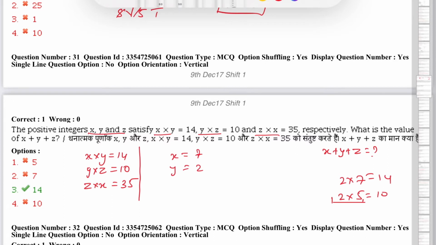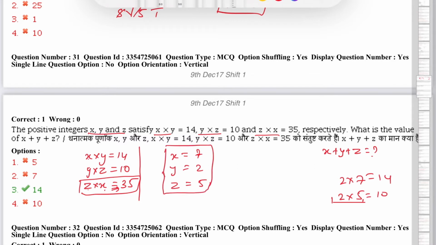Now the value of y is considered as 2, then 2 is multiplied by what number which will give us 10? Definitely the value of z will become 5. Only then y into z, 2 into 5, will give us 10. Now our assumptions will be true if this equation is satisfied. z into x, so z is 5 and x is 7, so 5 multiplied by 7 is 35. So we can be sure that our values are correct.